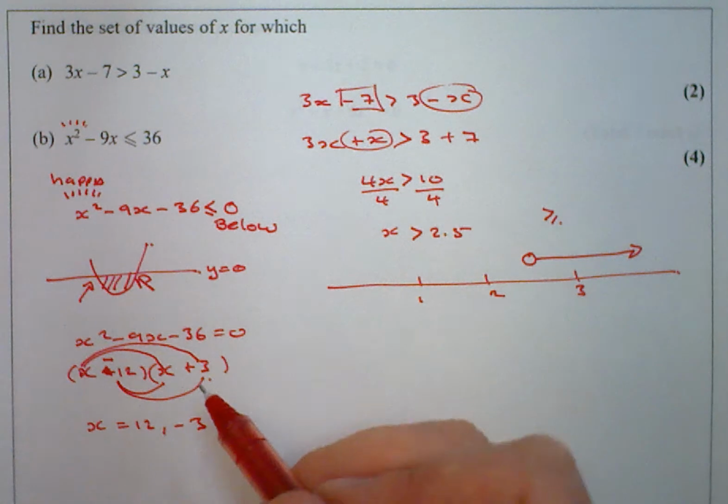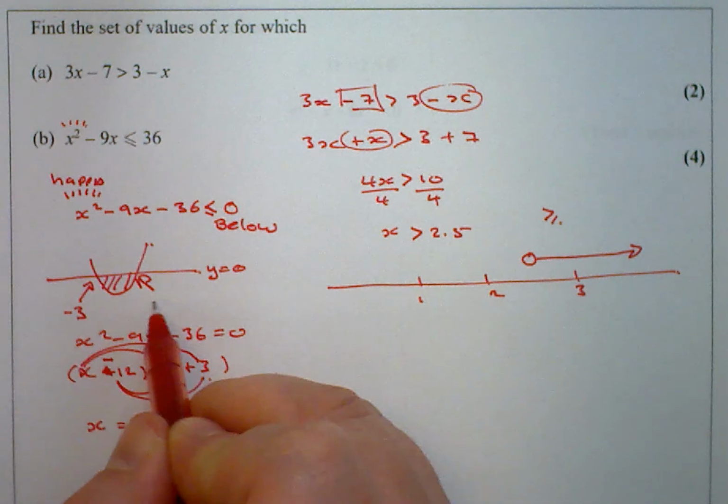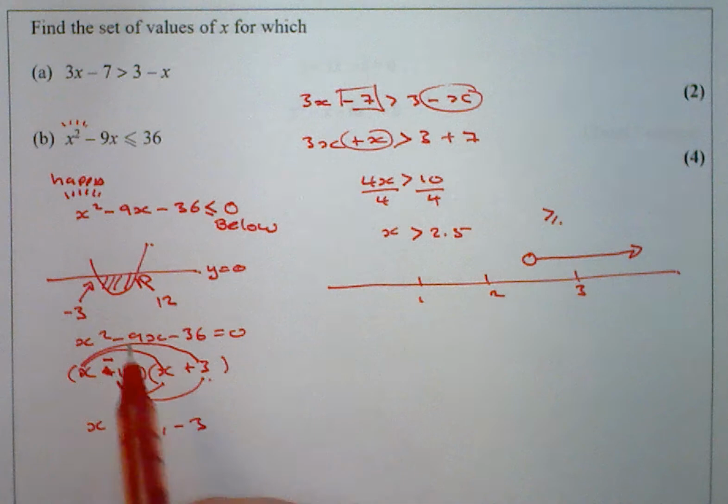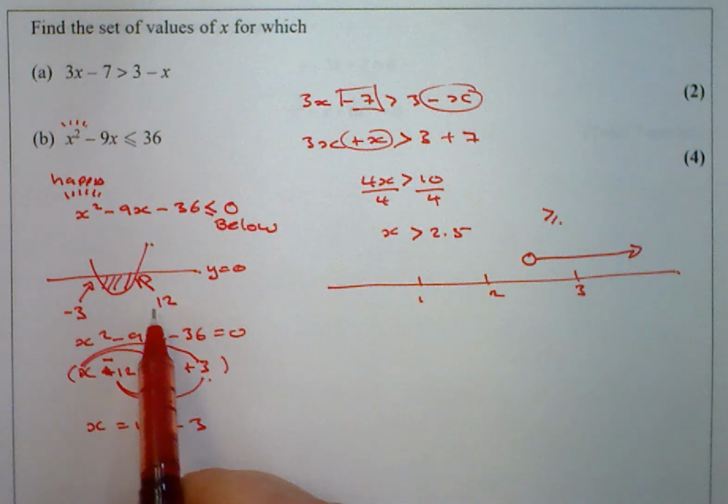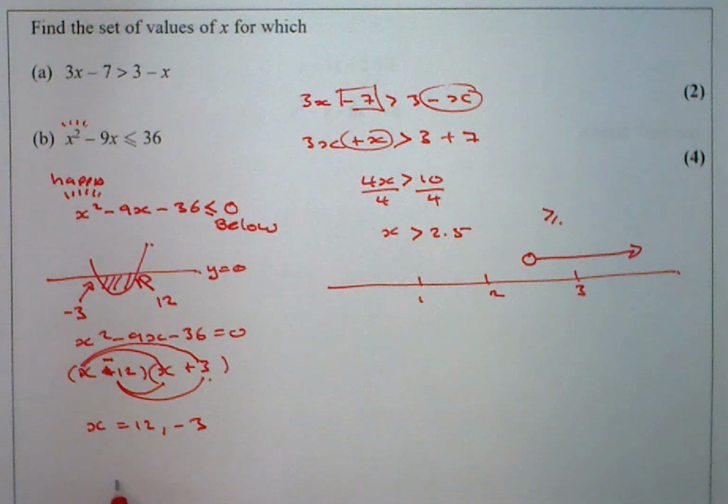If I put those in, this must be to the left and this must be there. And so the region I want is captured between minus 3 and plus 12. Doing this little sketch is critical to getting the answer correct. So I'm going to do that.